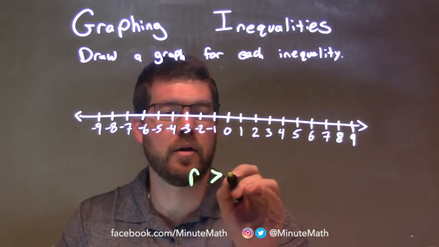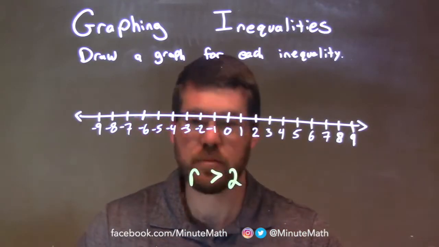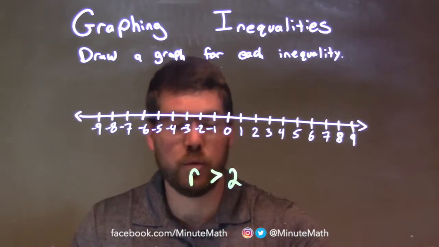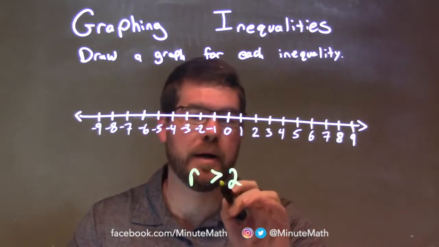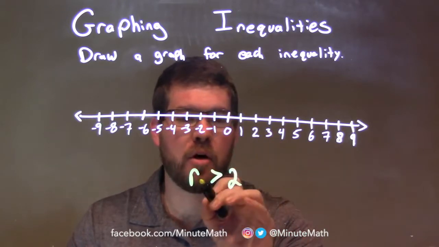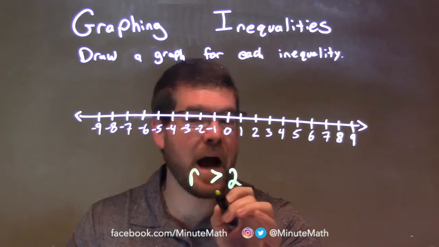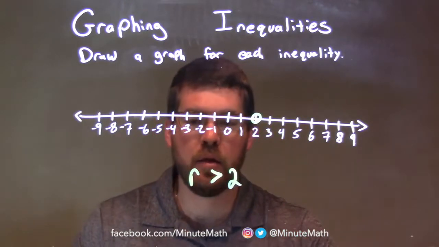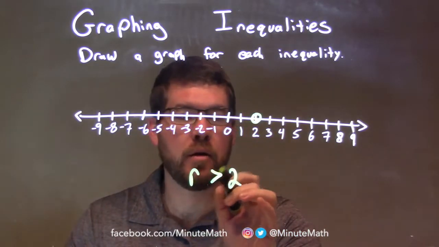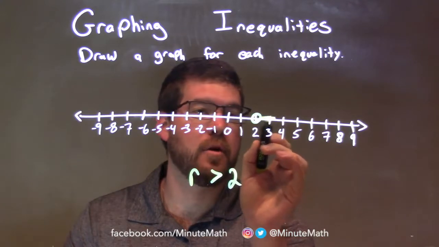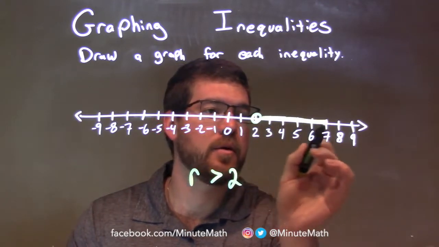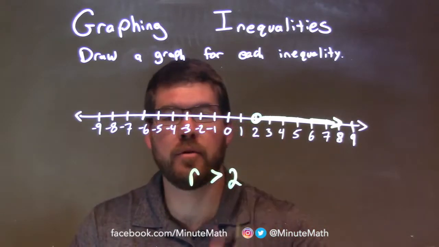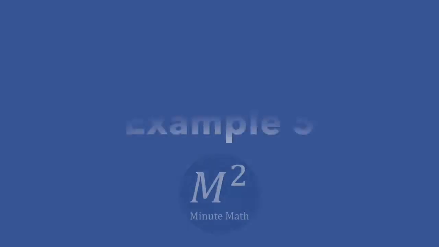R is greater than 2. Well, with R being greater than 2, it's not equal to 2, but 2 is still our main point here. So we look at 2, but since R is just greater than 2, but not equal to, we have an open circle at 2. Then, with R being greater than, we shade to the right. So when we see the greater than sign, we shade to the right, and there we have it. We have our graph now that represents our inequality.